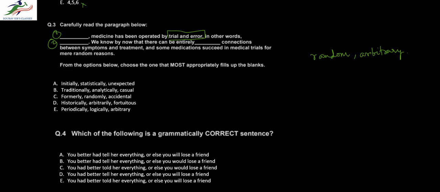So trial and error is not methodical or logical. So now you see logically is gone. Analytically is gone. You don't analyze when you're doing trial and error. Statistically is not correct also. So randomly and arbitrarily are the 2 options that we are left with. So C and D are the 2 options that we are left with.